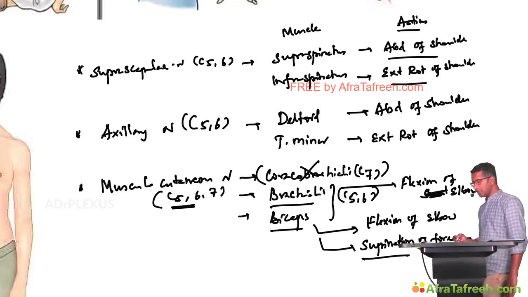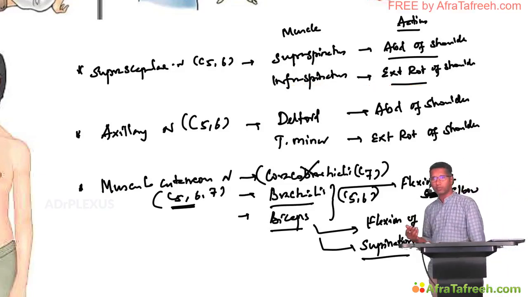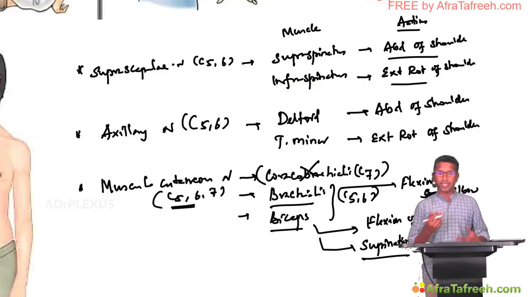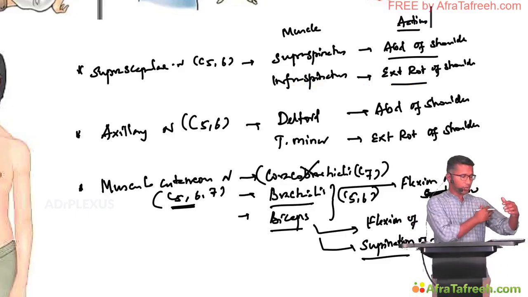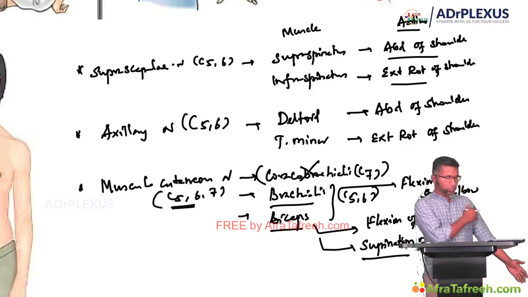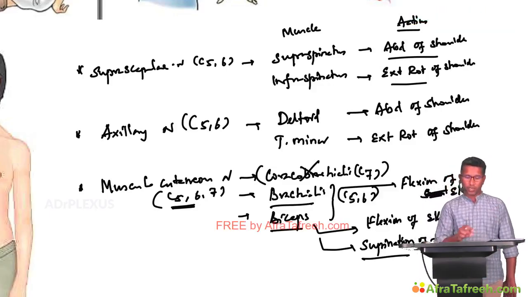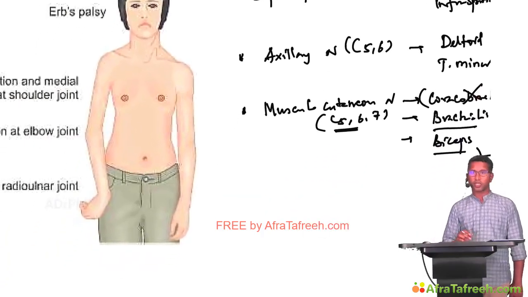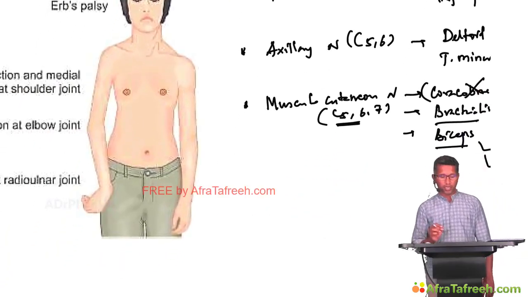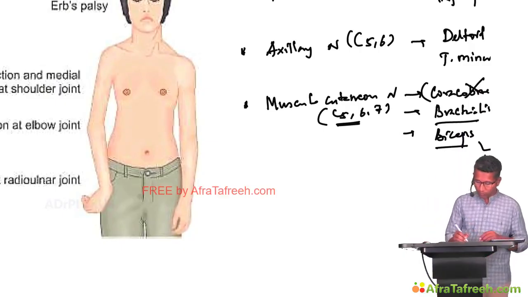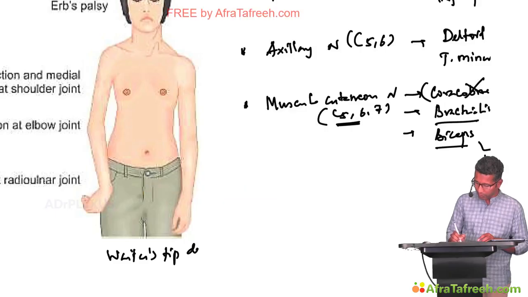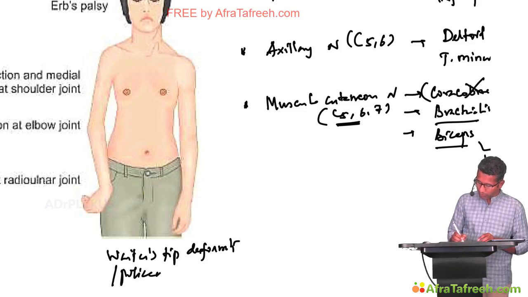This is called the policeman tip deformity, or Erb's or Waiter's tip deformity. So when the shoulder goes in for adduction, the elbow goes in for extension, and the forearm goes in for pronation, you get a classical attitude like this. So this attitude is called as what? This attitude is policeman tip deformity or Waiter's tip deformity, also called policeman tip deformity.